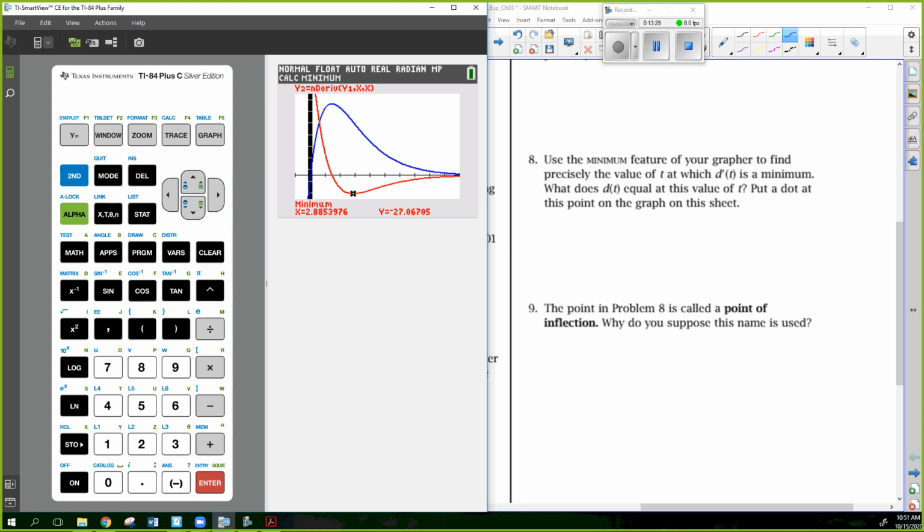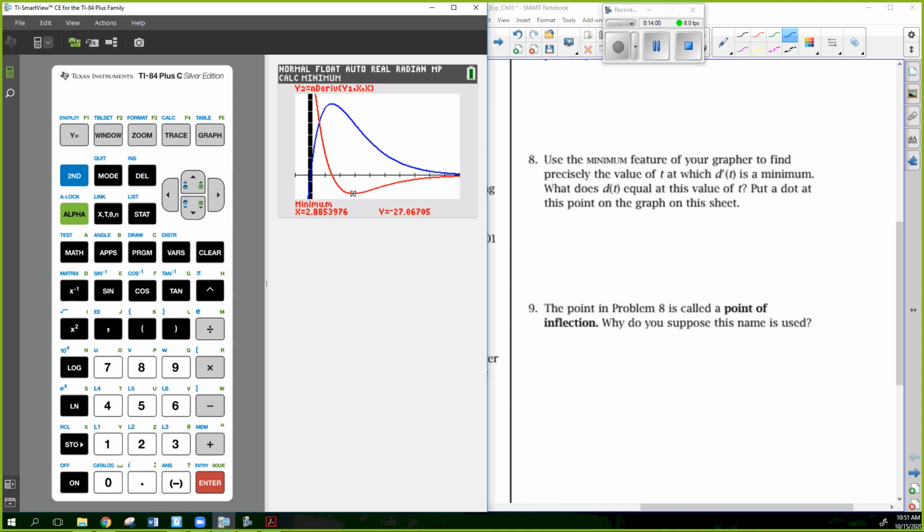Look at the y value. If that's the same, then you definitely should have the same x value as us. Negative 27.067. Yeah, so yours is 2.885. It's just because your screen has that weird thing going through it. Yeah. Okay. Sorry. All right. Are you guys at home getting the same values on your grapher? Okay. All right. So that's the minimum on the derivative.